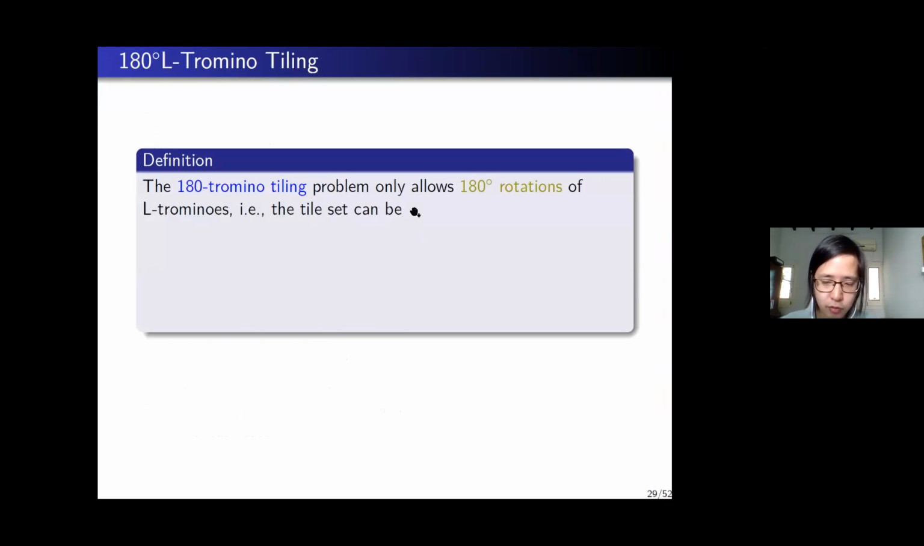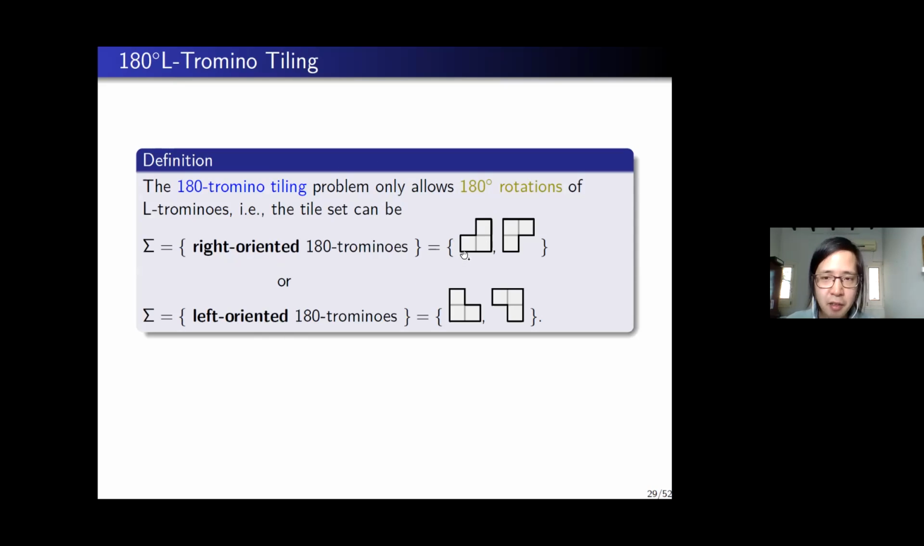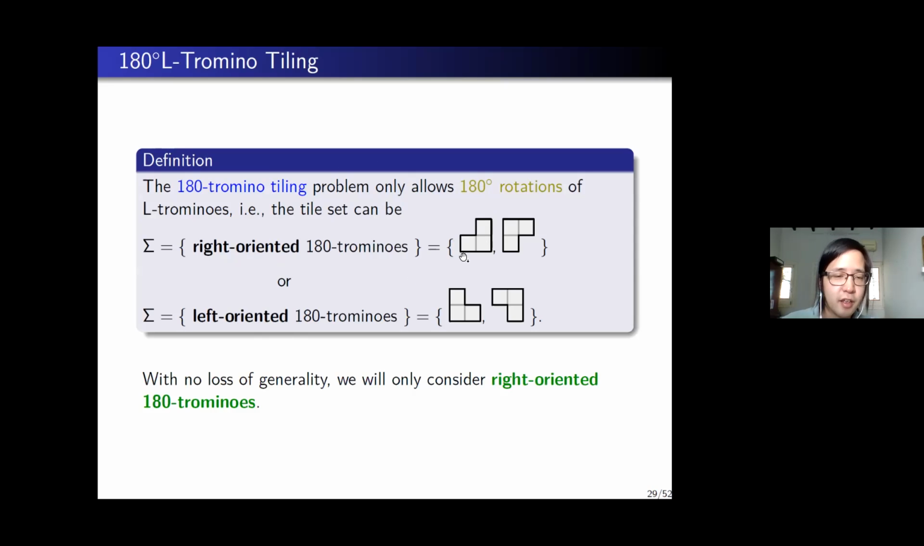Now we add a rotational restriction to the L-tromino tiling problem, where we only allow rotation by 180 degrees. So the tile set now has only 2 orientations. It could be right oriented or left oriented. And we will analyze, with no loss of generality, the right oriented 180 tromino.